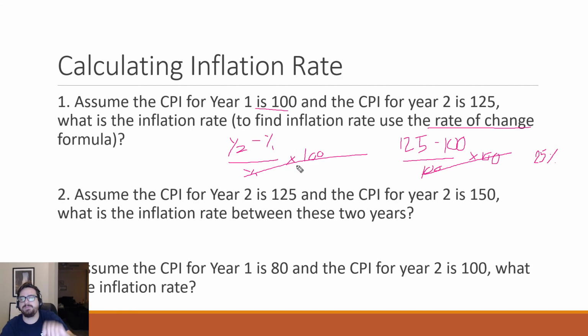But what if you don't compare to the base year? This should say year 3. That is a typo on my part. That should say year 3. CPI for year 2 is 125. CPI for year 3 is 150. What is the inflation rate between these 2 years? It's not 25%.